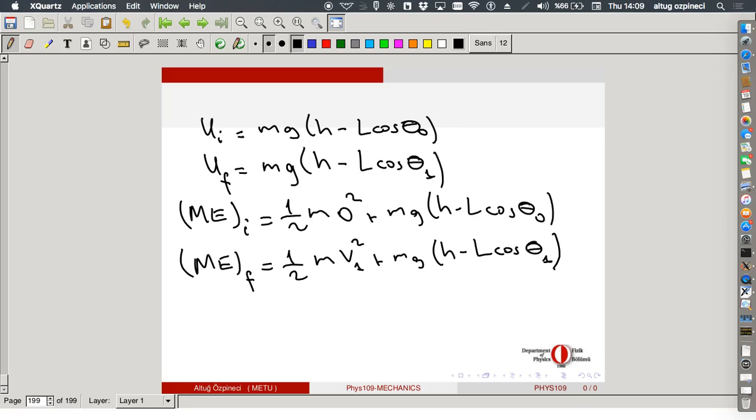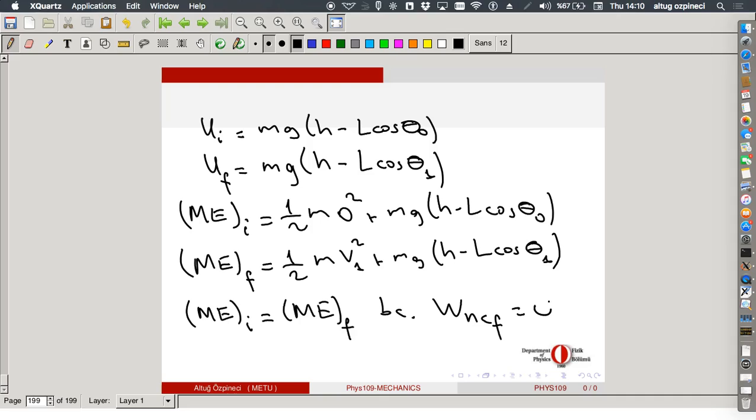And we know that in this system, non-conservative forces like the tension don't do any work. So the change in the mechanical energy should be zero. Initial mechanical energy should be equal to final mechanical energy because the work done by non-conservative forces is equal to zero. There is a non-conservative force in the system, tension is a non-conservative force. But nevertheless, in this case at least, it doesn't do any work. So the mechanical energy doesn't change.